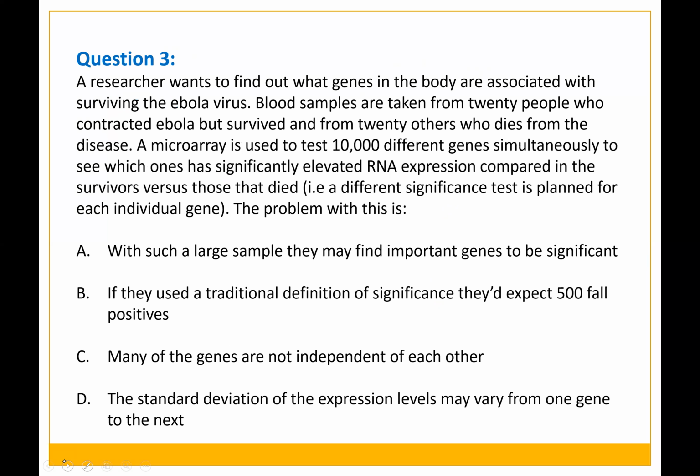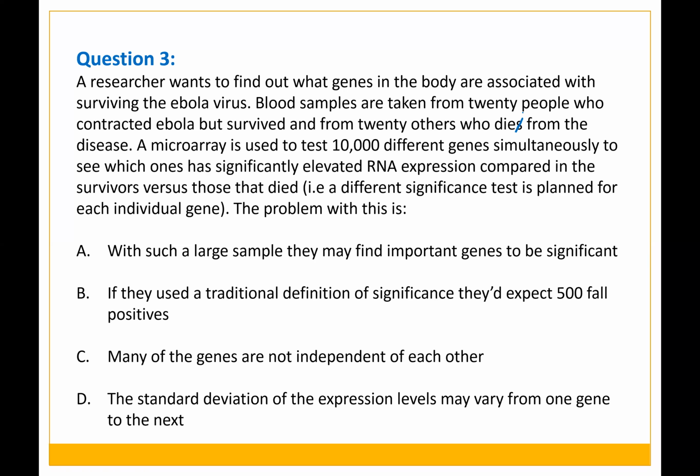Now let's go to question 3. A researcher wants to find out what genes in the body are associated with surviving the Ebola virus. Blood samples are taken from 20 people who contracted Ebola but survived, and from 20 others who died from the disease. A microarray is used to test 10,000 different genes simultaneously to see which ones have significantly elevated RNA expression in the survivors compared to those that died. Now, before we think about the problem with this study, let's summarize what we have.